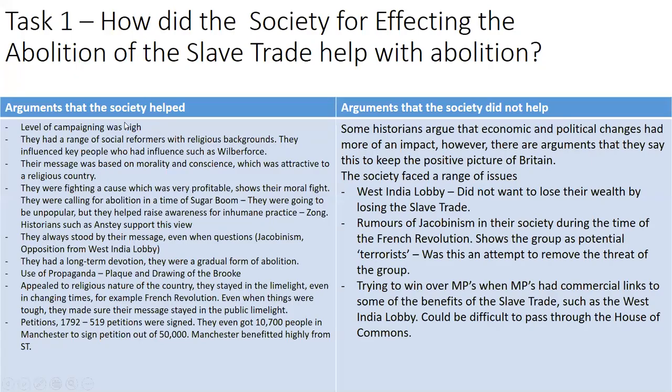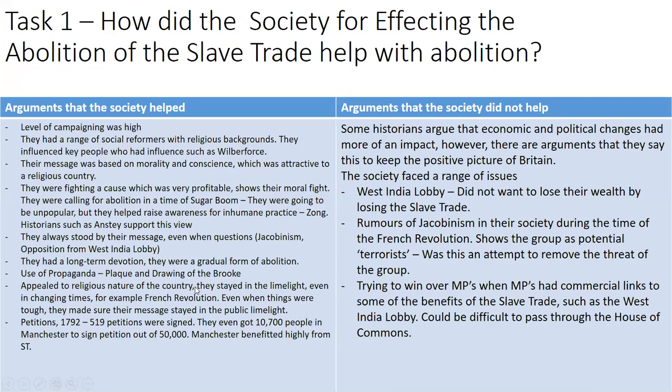So, arguments that the society helped: high campaigning, reformers with religious backgrounds. It was based on morality and conscience. They were fighting a cause which was profitable, which shows their moral fight. They were calling for abolition in the time of the sugar boom. They were going to be unpopular, but they helped raise awareness for inhumane practice such as the slave ship Zong. They stood by their message even when there were questions. So Jacobinism, opposition from the West India lobby, long-term devotion, use of propaganda.